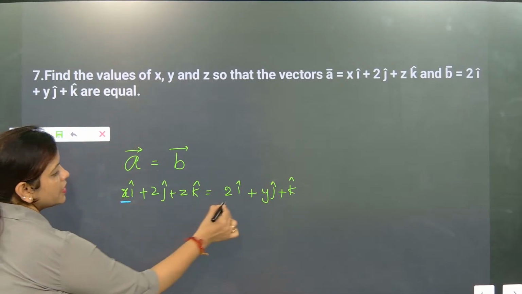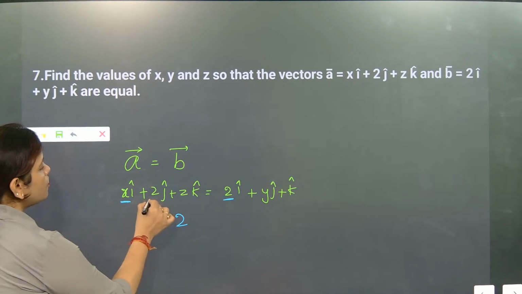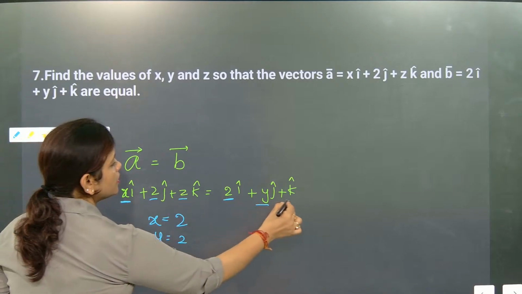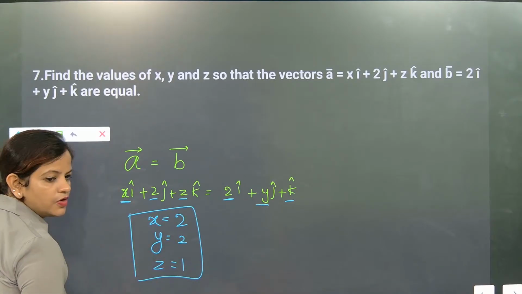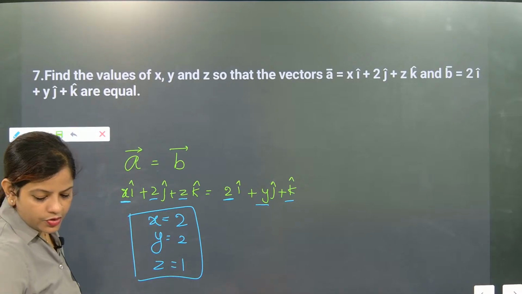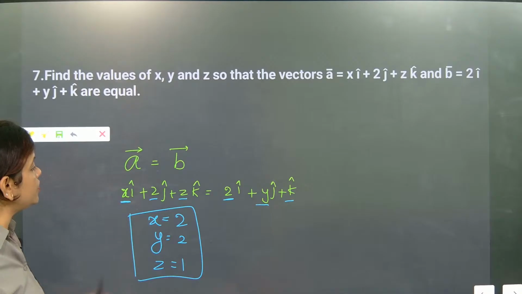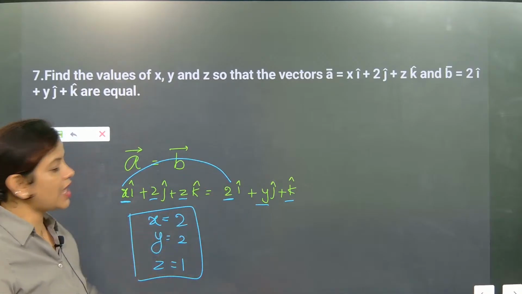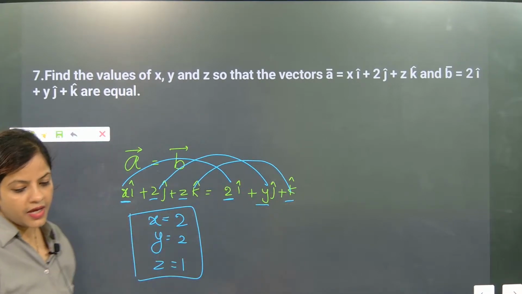This part, i cap, will be equal, so x is coming as 2. Now y is equal to 2 and z is equal to 1. So this is the answer: x is equal to 2, y is equal to 2 and z is equal to 1. This is the way through which we can make two vectors equal. Their corresponding components will become equal: i will be equal to i, j will be equal to j and k will be equal to k. Understood?